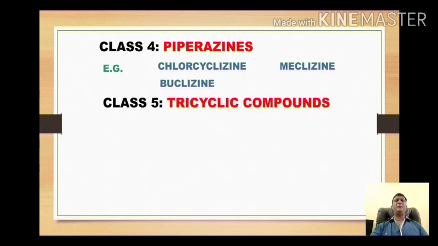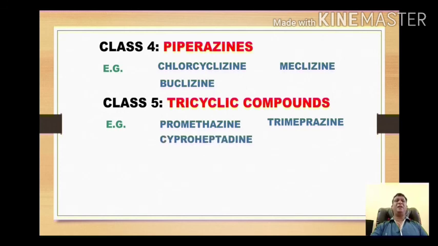The class number 5 is tricyclic compounds, from where the examples are promethazine, trimeprazine, cyproheptadine, and azatadine. Dear students, whatever examples are there in the slide, they all are included in your syllabus.